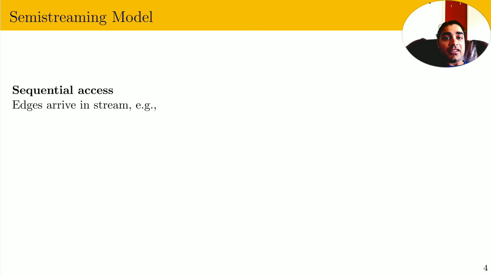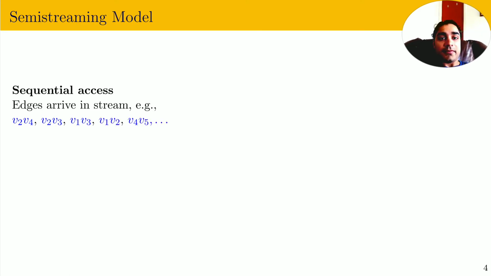Now we want to study the maximum matching problem in the semi-streaming model. So let's quickly see what this model is. As mentioned earlier, we have sequential access to the input. So here we can think that edges arrive in the stream. For example, V2, V4 comes first, then V2, V3 comes, and so on. Our algorithms make one or multiple passes over graph streams, and ideally we want as few passes as possible.